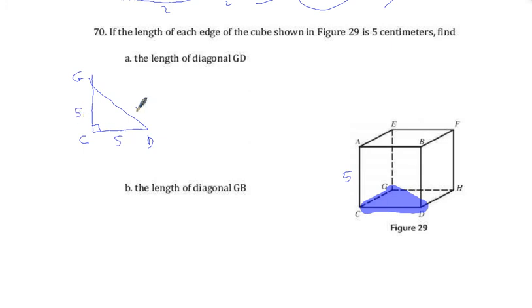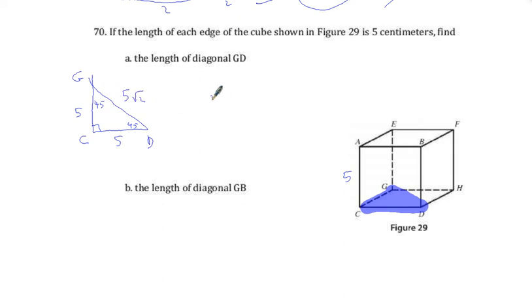Now, because it's a cube, I know that each face of the cube is a square, meaning every angle is 90 degrees. So this is now a 45, 45, 90 special right triangle. And the relationship with the 45, 45, 90 right triangle is that the two legs both equal x, and the hypotenuse then is x times the square root of 2. So in this case, 5 square roots of 2 would be the length of that side.